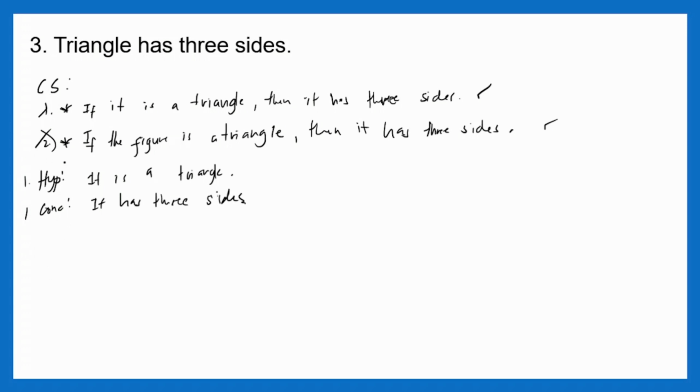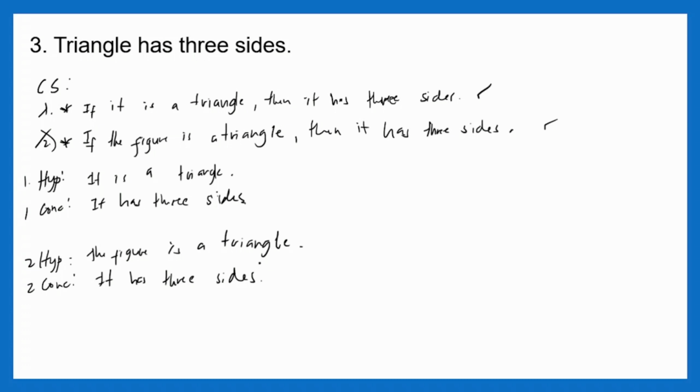Okay. Next, for number 2, pangalawang hypothesis, pangalawang conclusion. So, the figure is a triangle. It has 3 sides for the conclusion. Ayan. So, that's it.